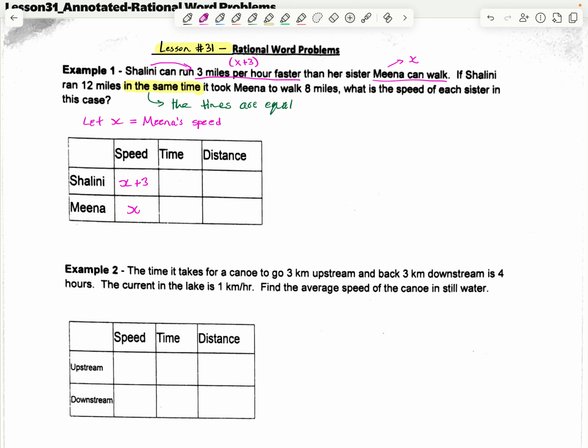By the way, I know the distances as well. I can fill that in right here. Shalini ran 12 miles, and in the same time, Mina walks 8 miles. All right. Now I can make use of that equation.